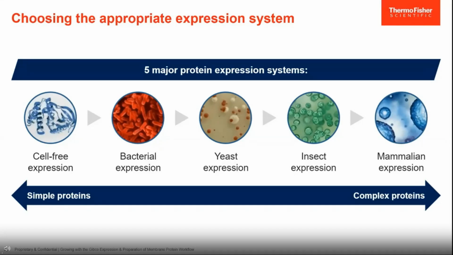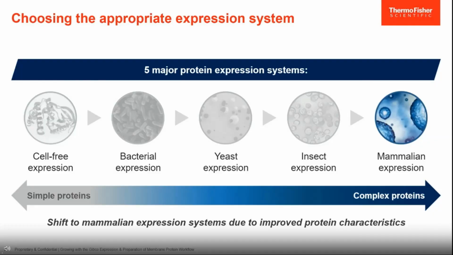And while bacterial and yeast systems are valuable, they are less effective in producing properly folded and post-translationally modified proteins, which is especially important in therapeutic development. And overall, these systems are less robust for producing functional membrane proteins in general.